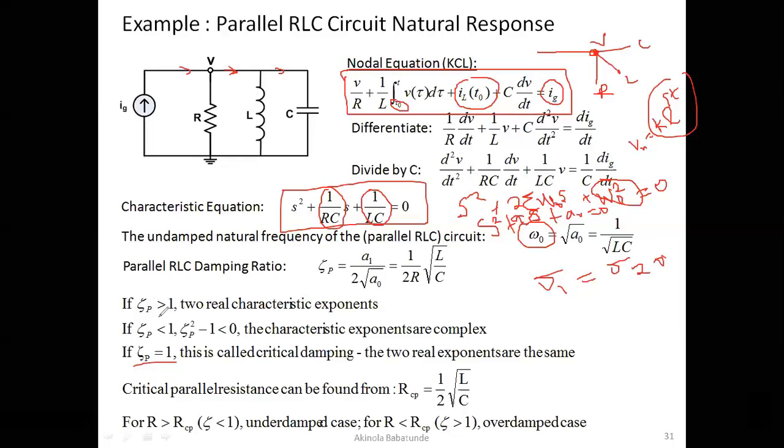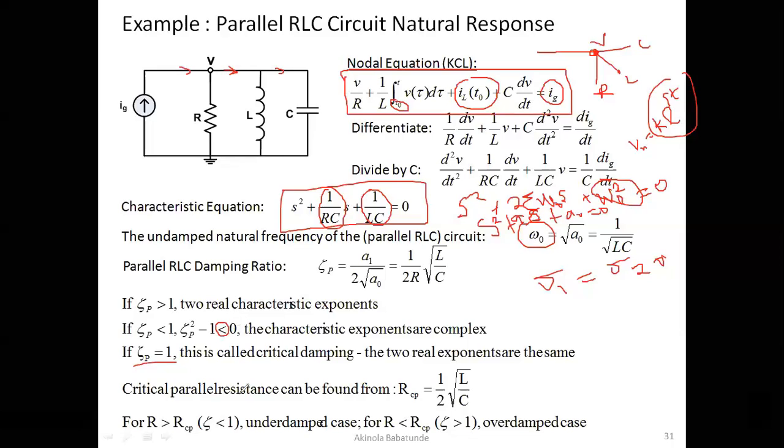Okay, so we have two real distinct solutions, and then a situation where zeta is less than 1. When zeta is less than 1, we have characteristic exponents that are complex, or complex solutions rather. If you have this, you can just rearrange these and have zeta minus 1 less than 0. Because this is an inequality sign, you cannot just say zeta p minus 1 equal to 0. You have to use zeta p squared, because this is an inequality term. So pay attention to that.